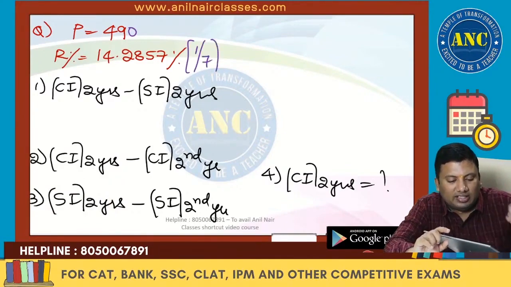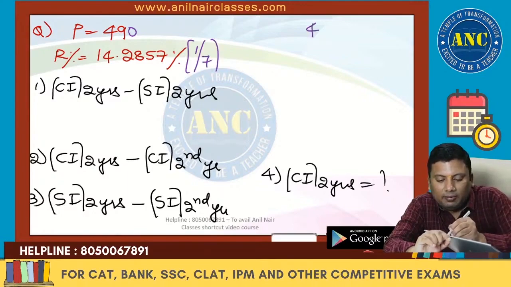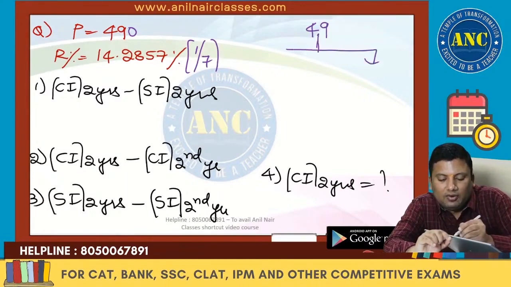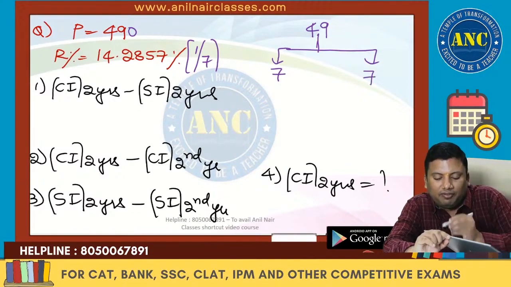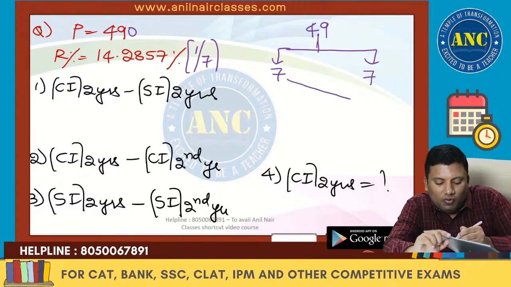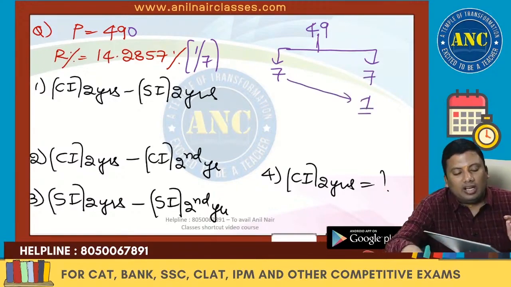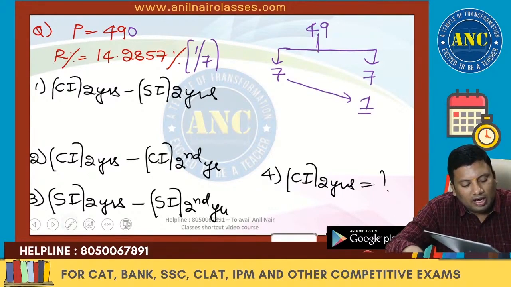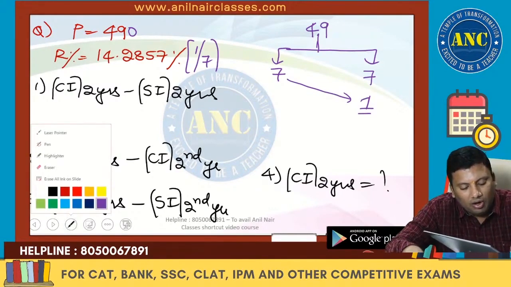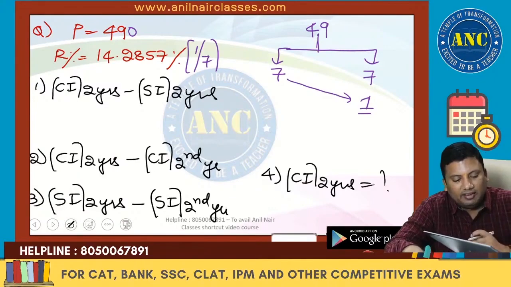14.2857 is 1 by 7. So it is nothing but 7 square, 49. So this is nothing but 1/7 of 49, which is 7. 1/7 of 7 is nothing but 1. What is this one? Interest on interest. Once you are able to write like this, then all the problems become very easy for you.